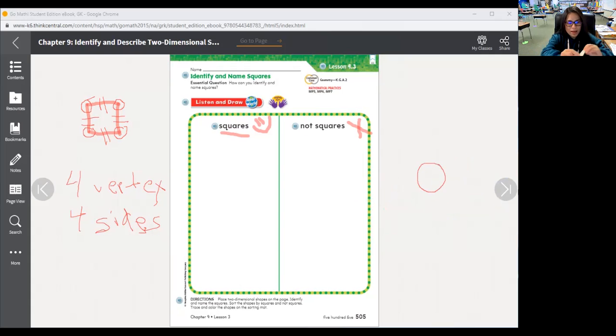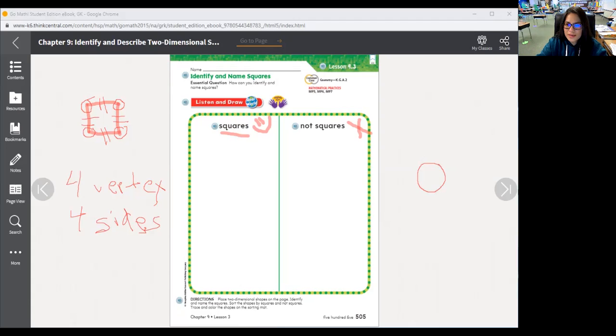I'm going to ask Tomas. Tomas, is this a square? Yes or no? This shape that I drew right here. Turn on your microphone. Which one? This one right here, the one that I just drew on the right side, the one that my pencil is over.